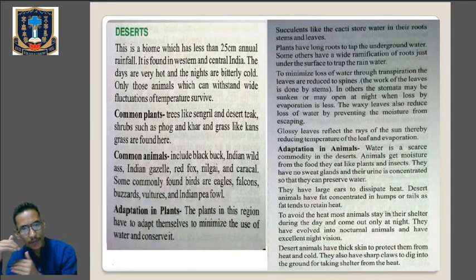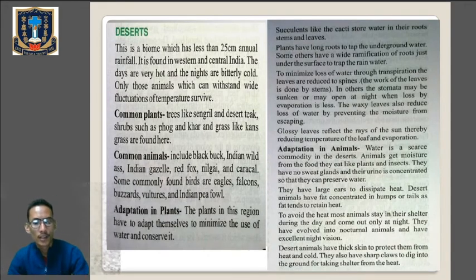Now let's see the adaptations present in the plants. First one, the plants in these regions have to adapt themselves to minimize the use of water. Since rainfall is very low, less than 25 centimeters annually, the plants present in the desertic biome have to conserve water. So they have to adapt in such a way that they make minimum use of water in order to conserve it.